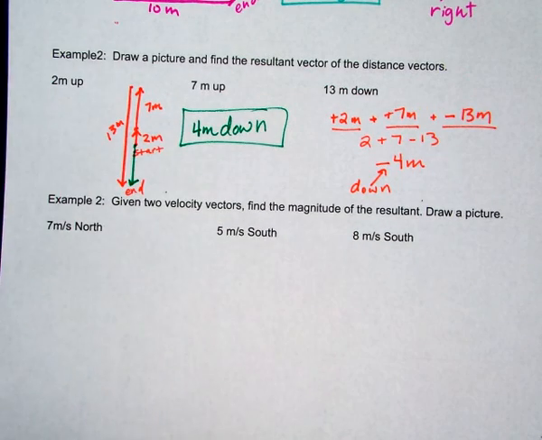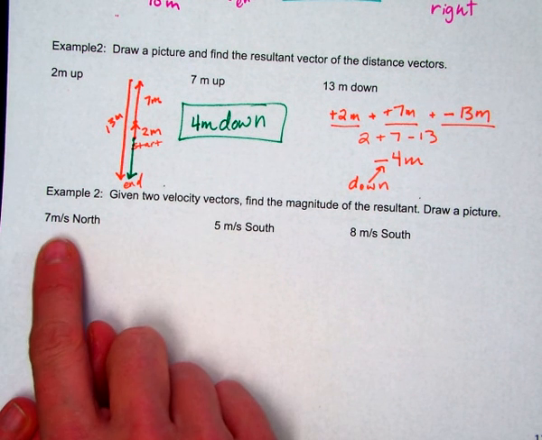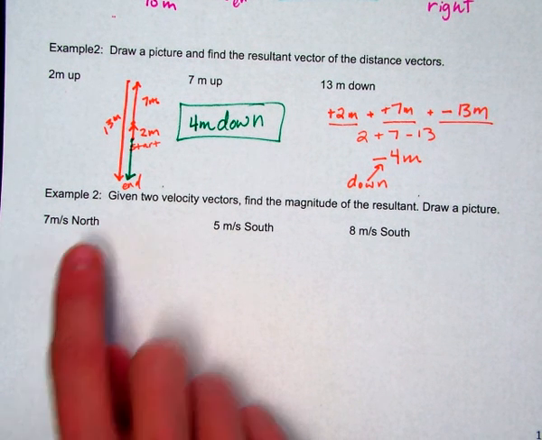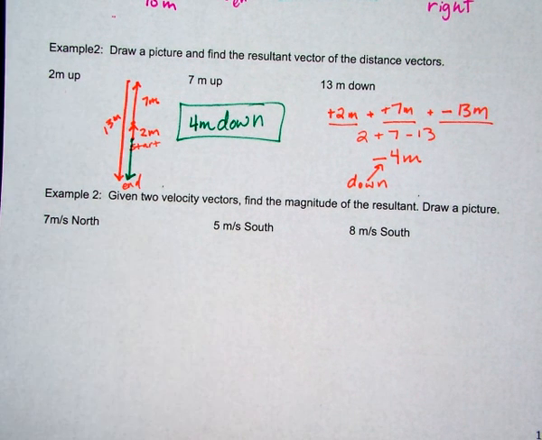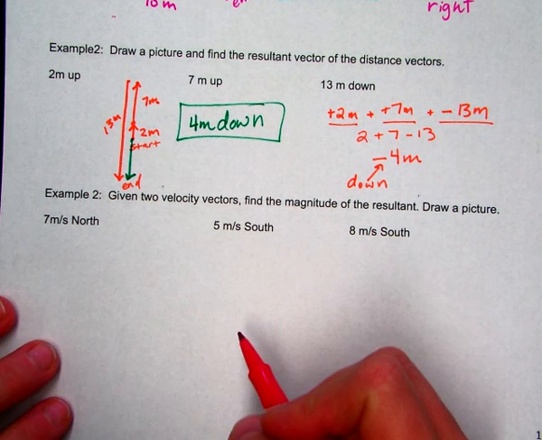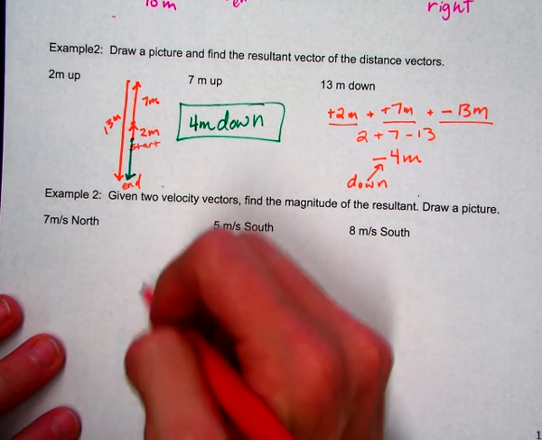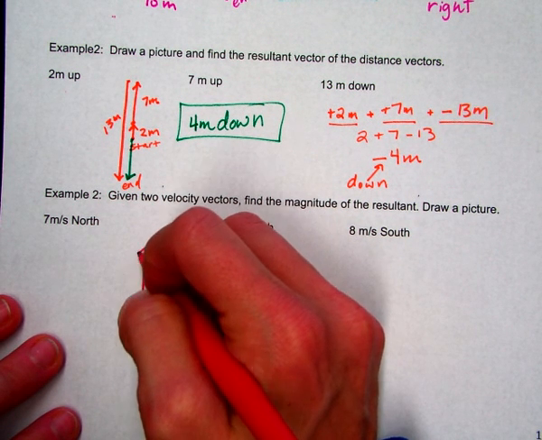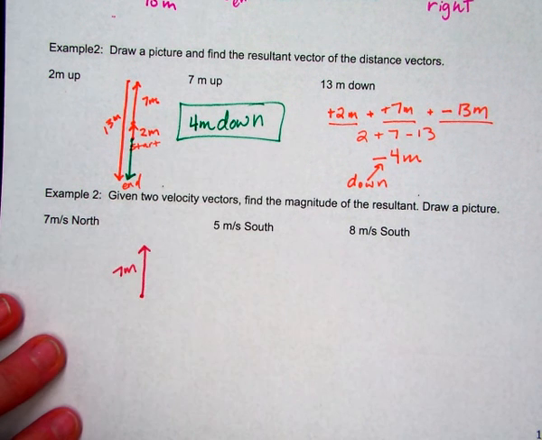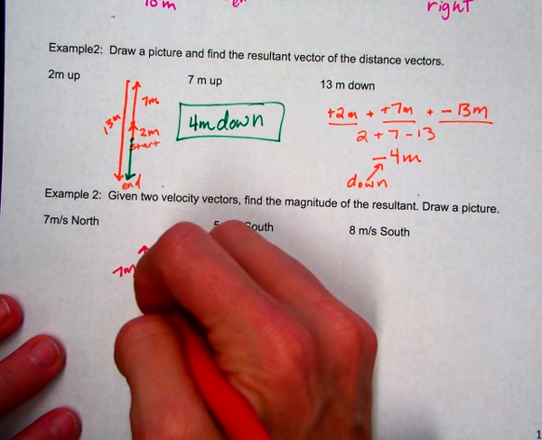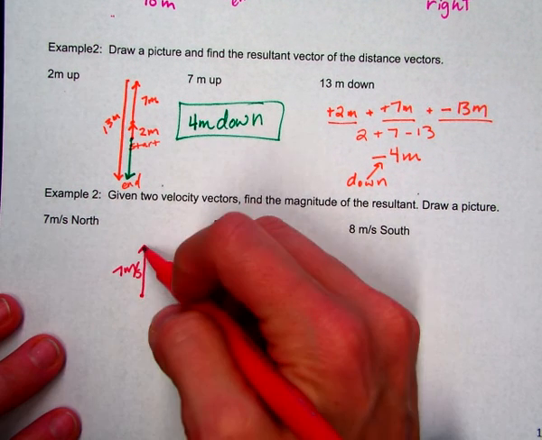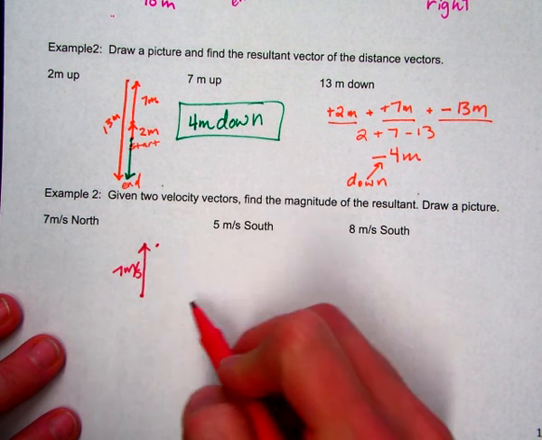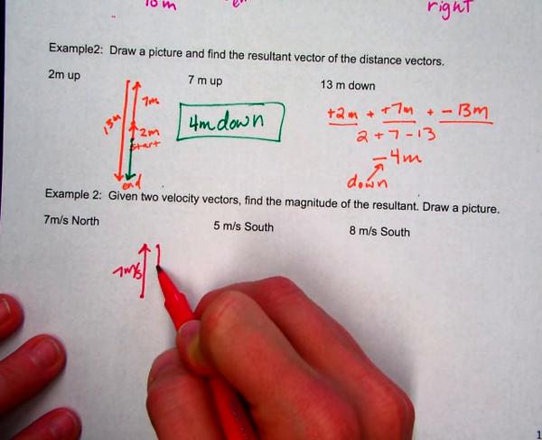Okay, and then for the last example, now we're talking about speed, but it works the same thing, velocity. This is my speed, 7 meters per second. It's velocity because it's going north. All right, so for this one, we're going north, south, south. So let's go ahead and start up a little bit. So I'm going 7 meters north. And this is meters per second. 7 meters per second north. And then from here, so I'm going to move over, I'm going 5 meters per second south.